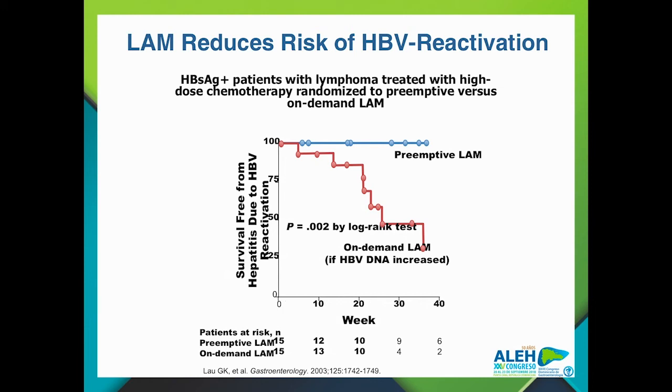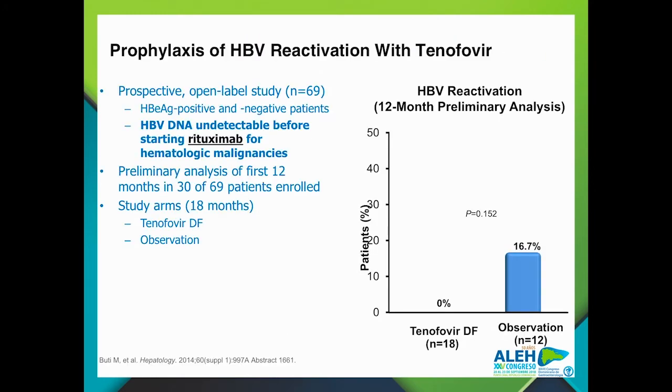This looks at lamivudine and two different approaches. Preemptive, meaning let's start the patient before they get immunosuppression, versus let's give it on demand once they've shown that they're developing a reactivation. You can see here survival is better if you start earlier, before the patient is given immunosuppressive therapy, than waiting for a problem to occur. And I think most people would agree that it's better to start before the patient begins chemotherapy.